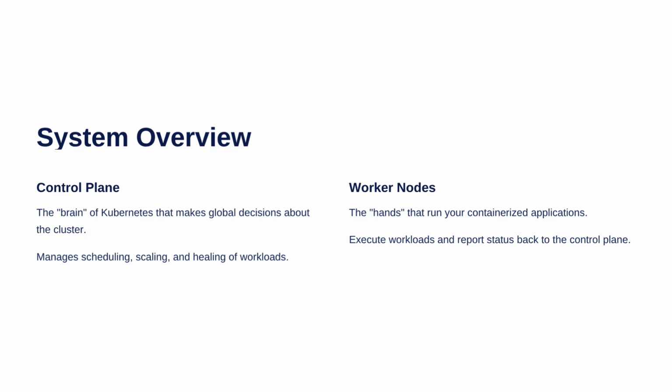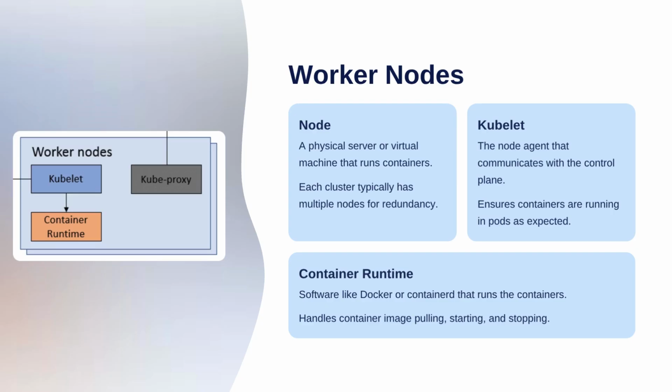Let's start with nodes. A node is just a machine. It can be a physical server or a virtual machine, and it runs your containers. Each node contains two key components: the kubelet, which talks to the control plane and manages containers, and the container runtime, like Docker or Containerd, which actually runs the containers.